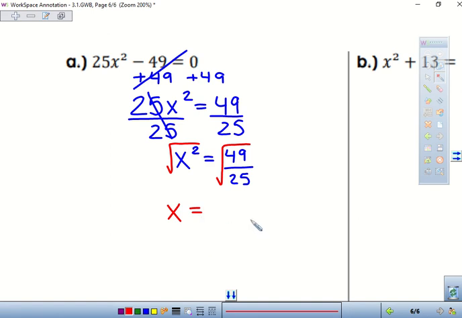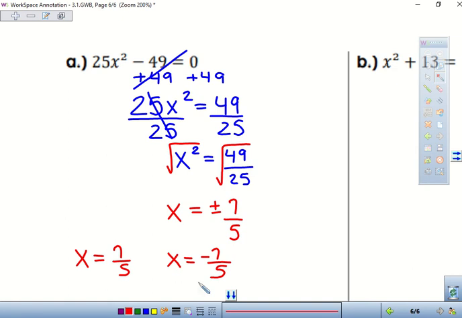Now here's something very important that a lot of people forget. When you're solving an equation for x and you take the square root, you need to put in a plus or minus. And I'll explain why you have to do that in a second. But for now, what is the square root of 49? 7. What's the square root of 25? 5. So we get plus or minus 7 over 5. Now what does that mean? That means you have a positive version of 7 over 5 and a negative version.